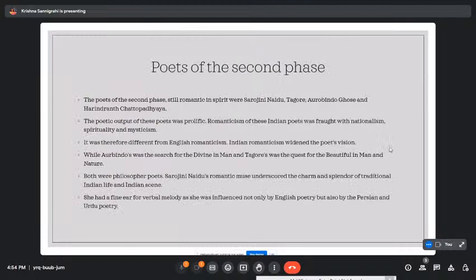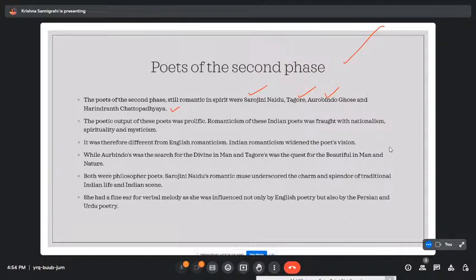So we discussed some of the important poets of the first phase, which was the imitative phase. And then we are moving on to the poets of the second phase. The poets of the second phase, still romantic in spirit, were Sarojini Naidu, Tagore, Aurobindo Ghosh, and Harindranath Chattopadhyay. So from the surnames, you can understand that Ghosh, Tagore, Chattopadhyay, they are all Bengali poets.